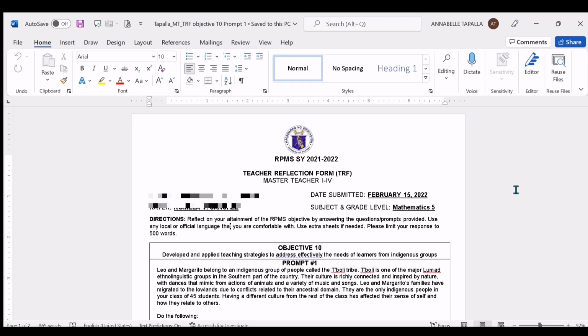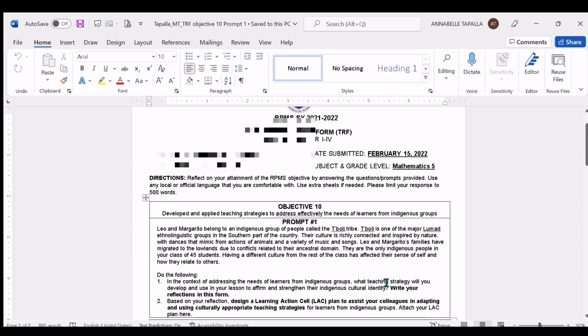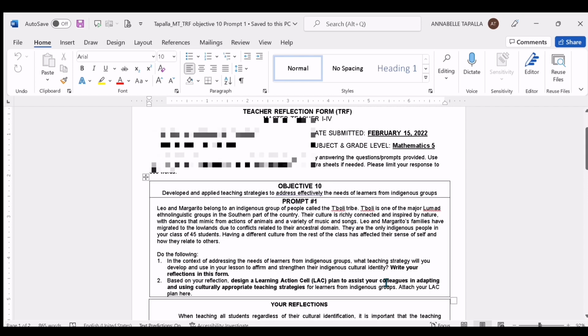But before that, let's read first the directions. Reflect on your attainment of the RPMS objective by answering the questions or prompts provided. Use any local or official language that you are comfortable with. Use extra sheets if needed. Please limit your response to 500 words. The objective: develop and apply teaching strategies to address effectively the needs of learners from indigenous groups.